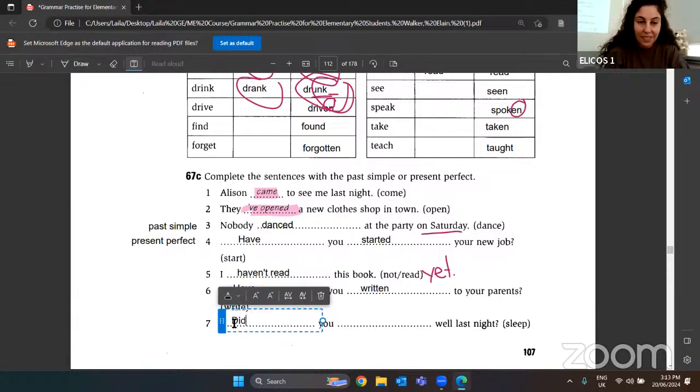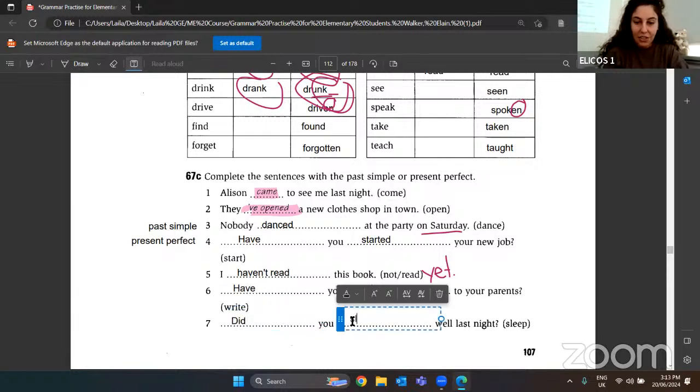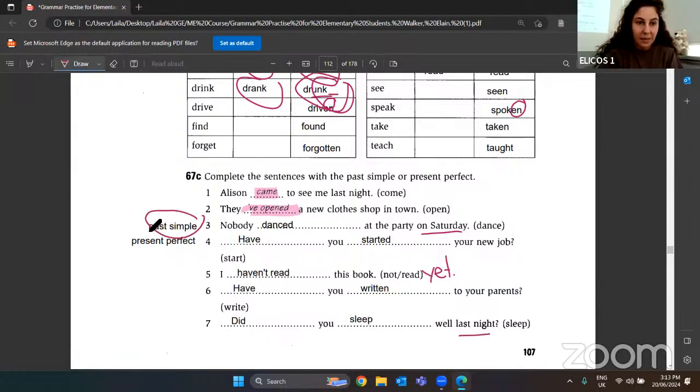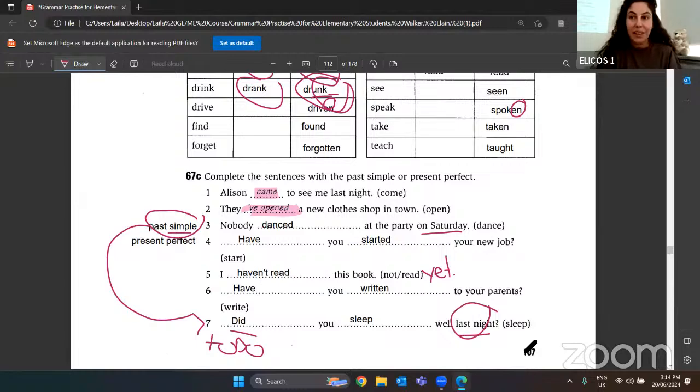7. Did you sleep well last night? So we can see that there's a time because it says last night. So we are using the past simple. Past simple questions use did for all subjects: did you, did he, did she, did it, did we, did they. Did comes from the verb do, to do. And it says the time, last night. Did you sleep well last night?